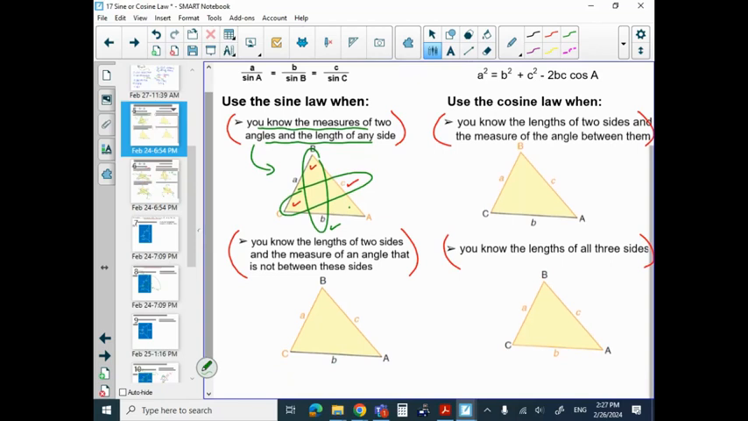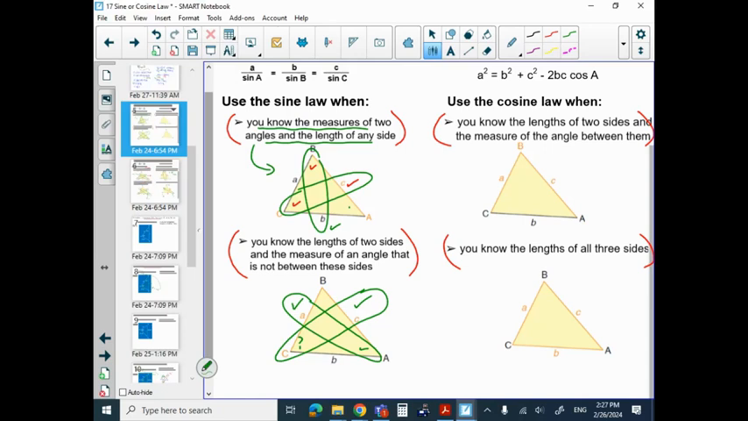The other version says the lengths of two sides and the measure of an angle that is not between them. So you know two sides, and an angle that's not between those, either this one or the other, A or C. Again, looking at this, you've got crisscross information, and you can figure out this one. So again, it's a sine law situation.